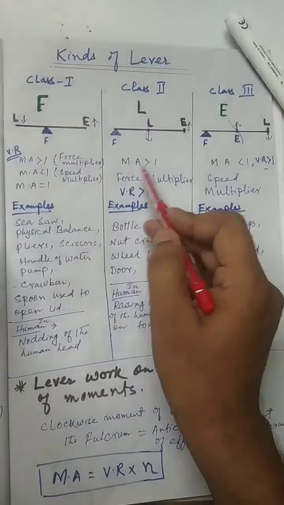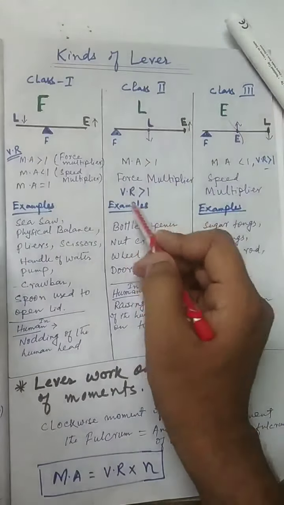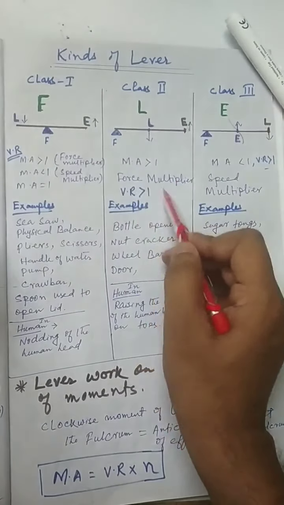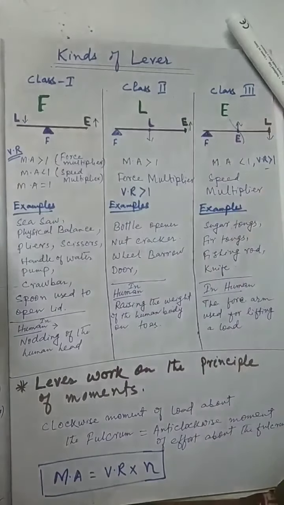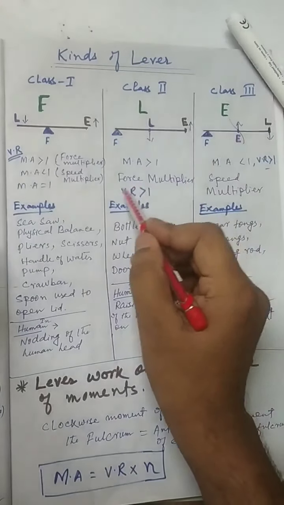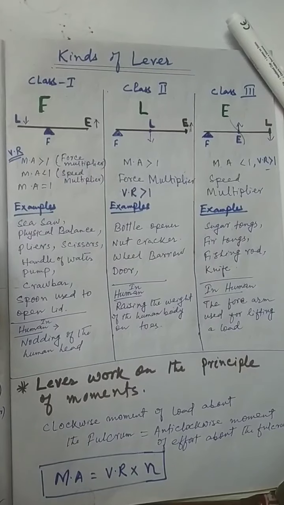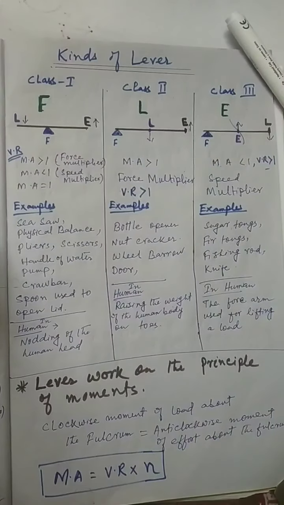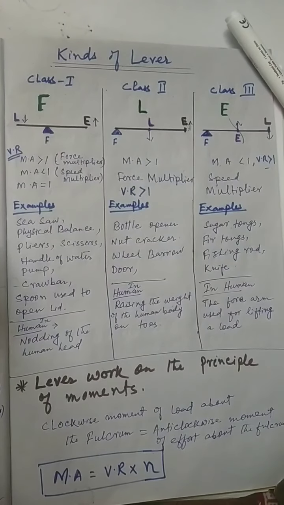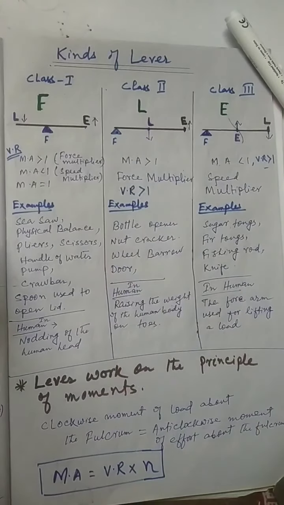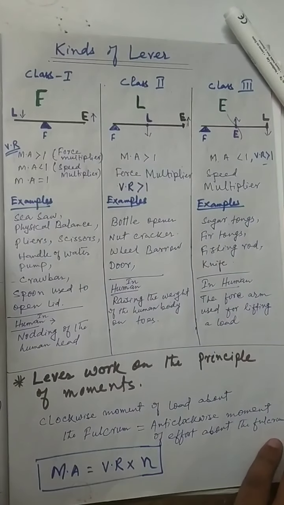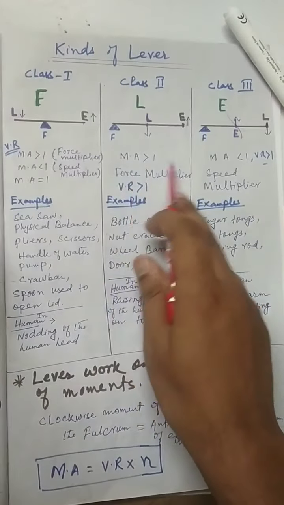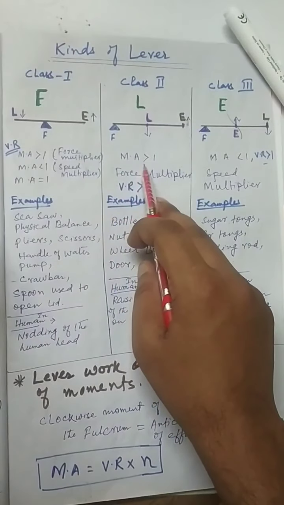Second class lever: the mechanical advantage and velocity ratio will always be greater than 1. It means that it is a force multiplier. Second class lever, remember, is a force multiplier. Okay, and why is mechanical advantage greater than 1?